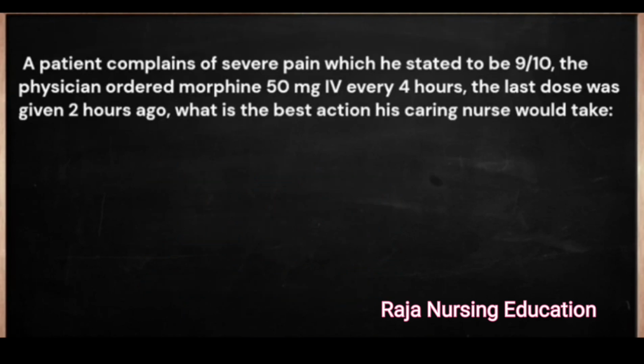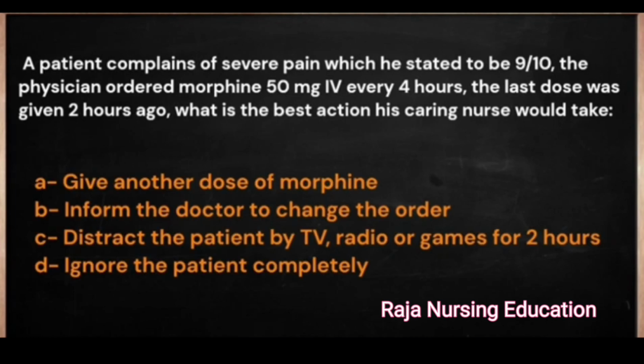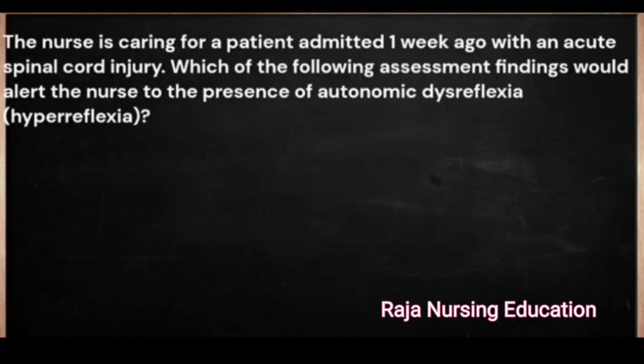A patient complains of severe pain which is stated to be 9/10. The physician ordered morphine 50 mg IV every 4 hours. The last dose was given 2 hours ago. What is the best action his caring nurse would take? The options are A. Give another dose of morphine, B. Inform the doctor to change the order, C. Distract the patient by TV, radio, game for 2 hours, D. Ignore the patient completely. The answer is option B. Inform the doctor to change the order.